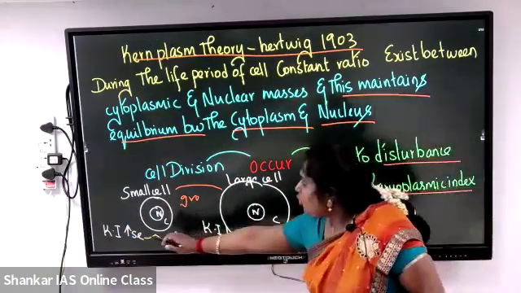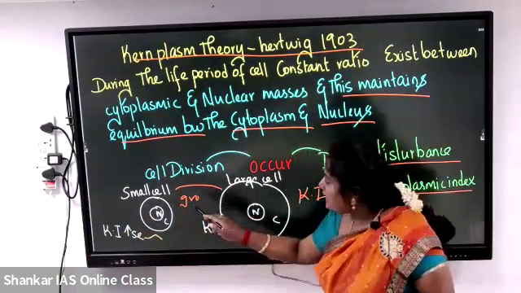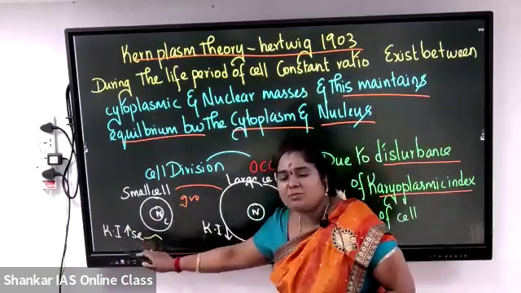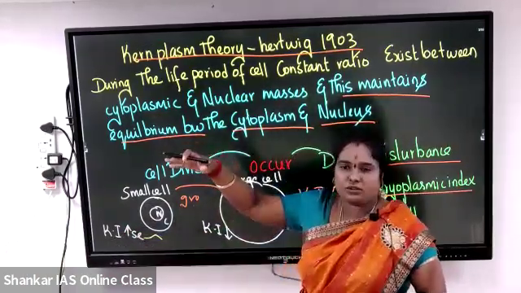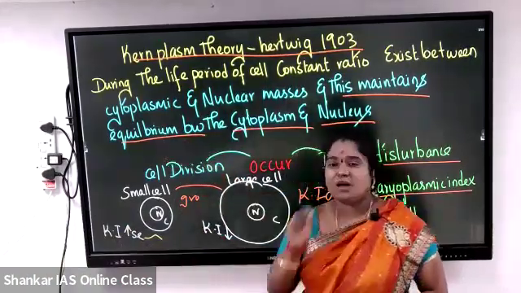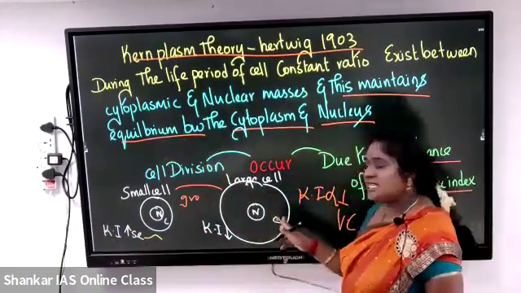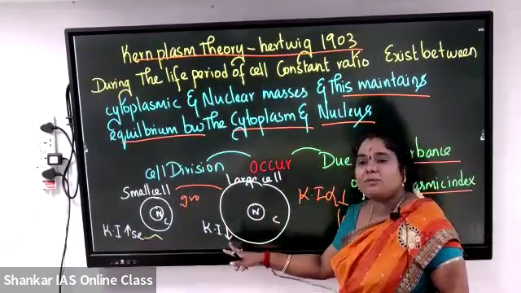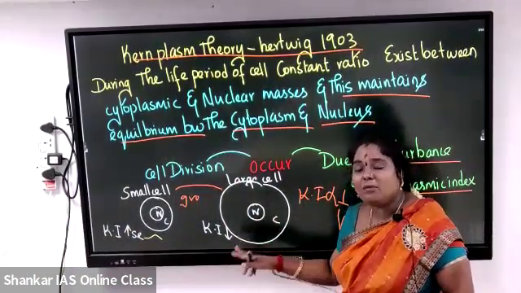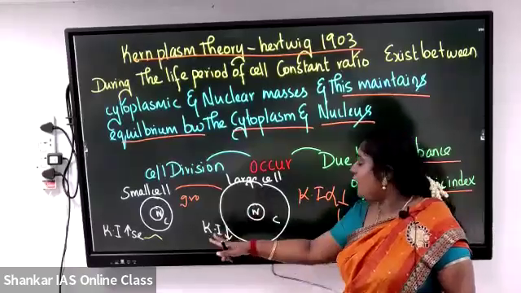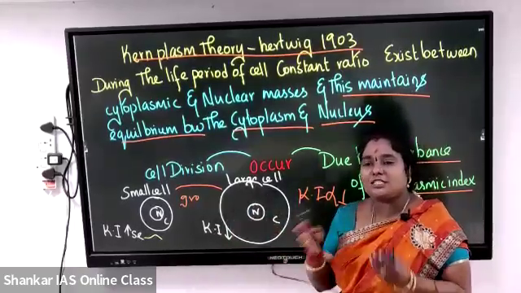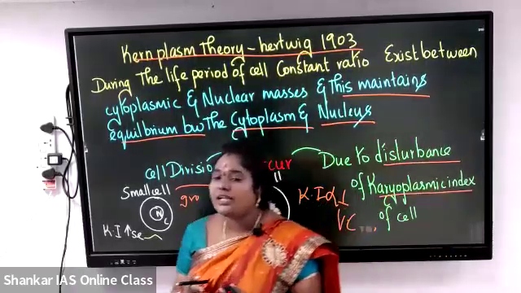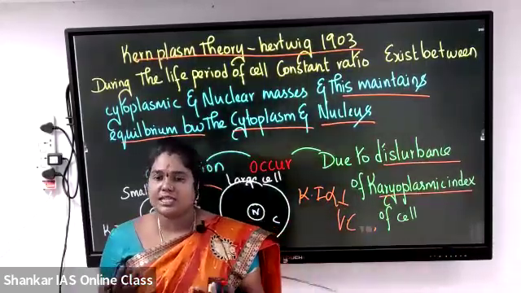See, this is a small cell. In this small cell, the karyoplasmic index ratio is more, but the volume of the cell is very small. But when you take this cell, which is a large, bigger cell, the karyoplasmic index ratio decreases. Because growth occurs, the nucleus and cytoplasm are not in equilibrium. Is it clear for you all?